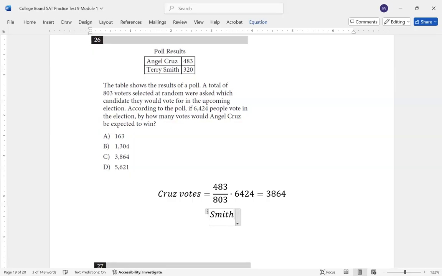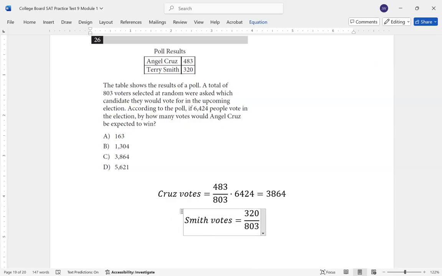Smith votes. Well, we'll take the proportion of Smith votes, that's 320 out of 803. And we'll multiply that times the total number of people who are expected to vote, 6,424. When you do that multiplication, you get 2,560.